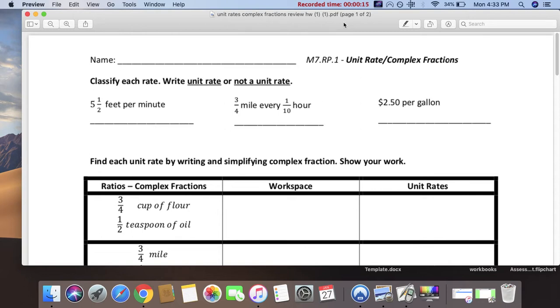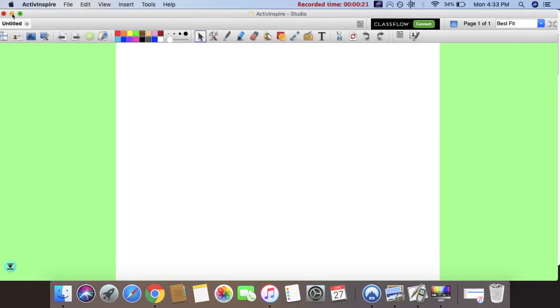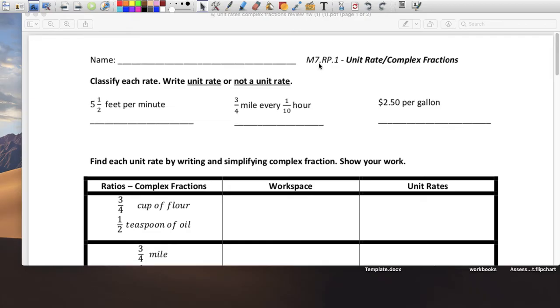So determine if it's a unit rate or not. That's not a difficult thing. So we have three rates here. So 5.5 feet per minute. This is definitely a unit rate because we're comparing it to 1 minute. So 3/4 of a mile every 1/10 of an hour. It's not a unit rate because if that was 1 hour, then it would have been. So it's not a unit rate.